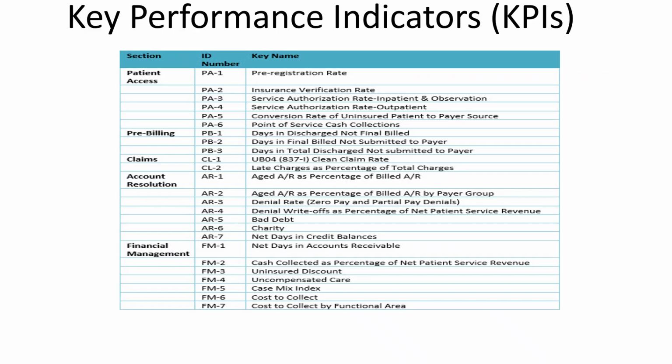Here are some key benchmarks that should be utilized to analyze AR within a provider organization. The keys consist of 25 KPIs divided into 5 major groups. Those groups include patient access, pre-billing, claims, account resolution, and financial management.